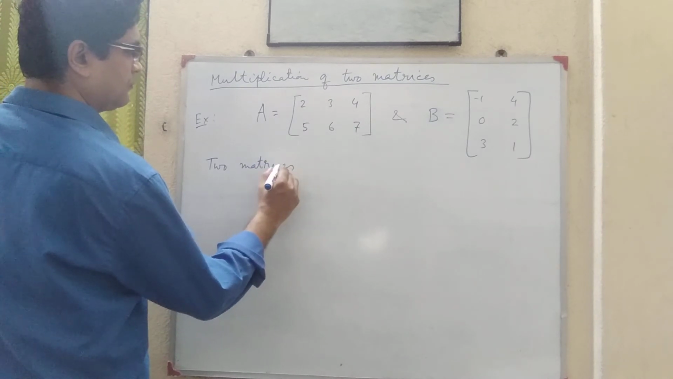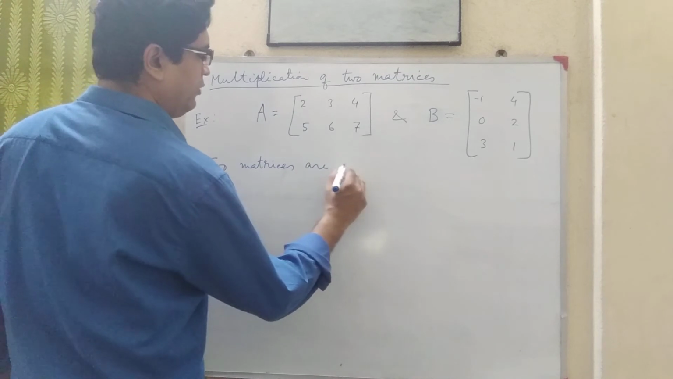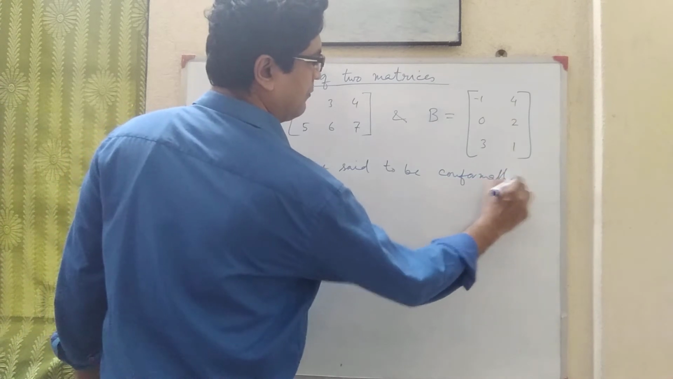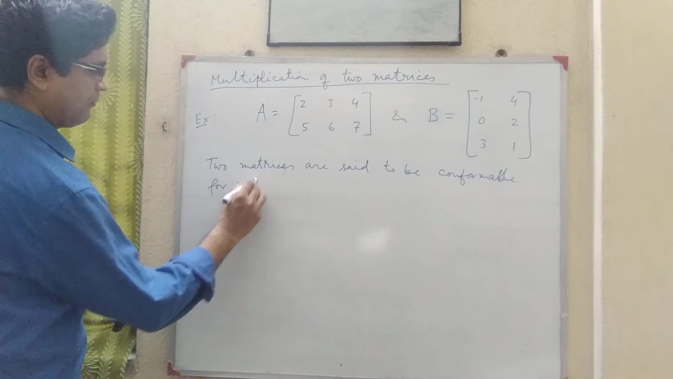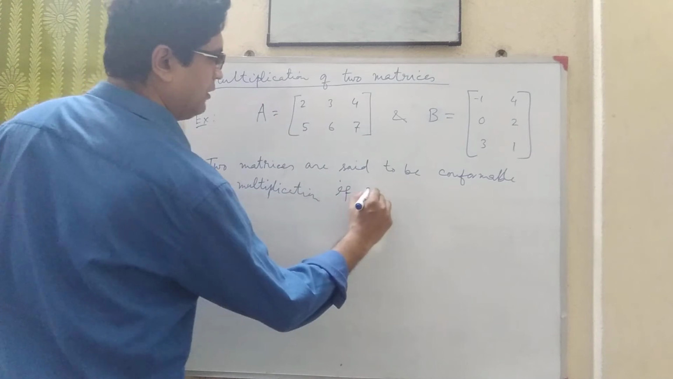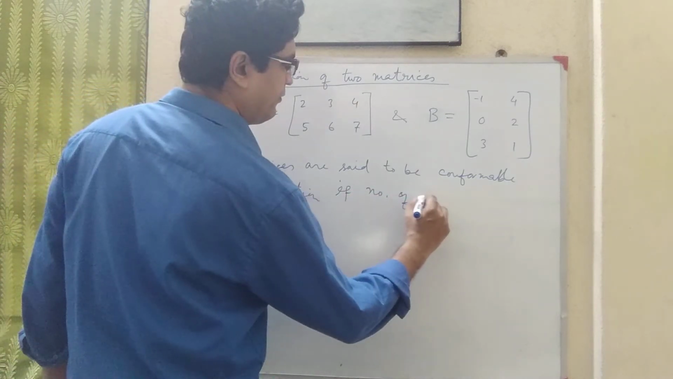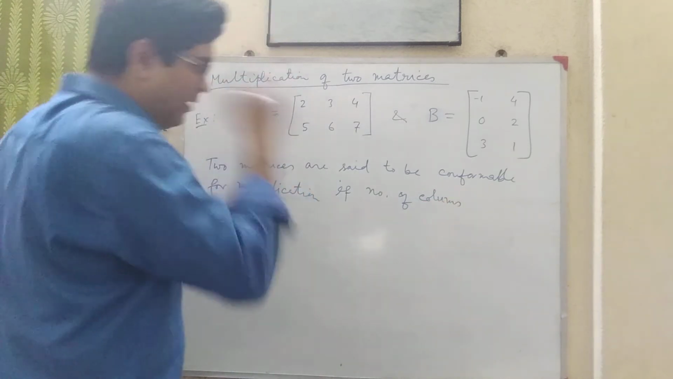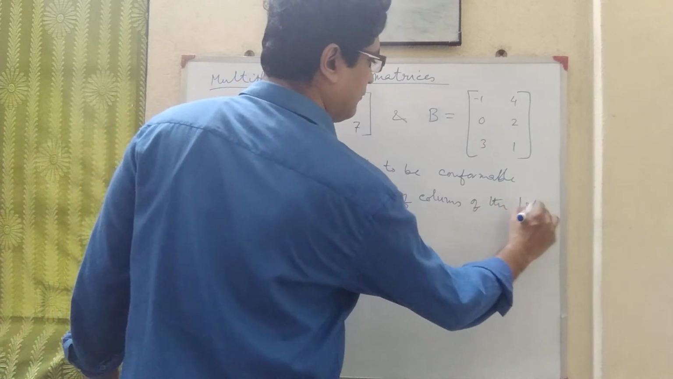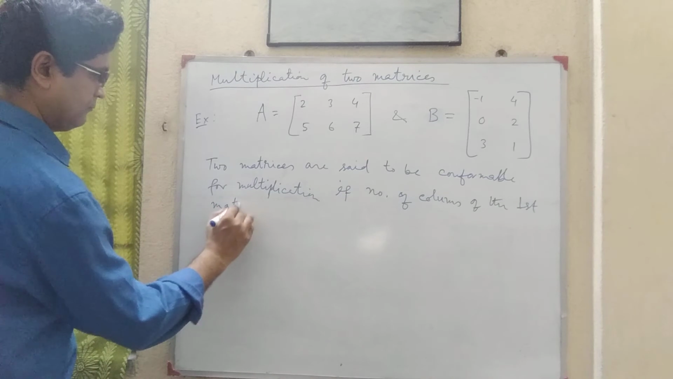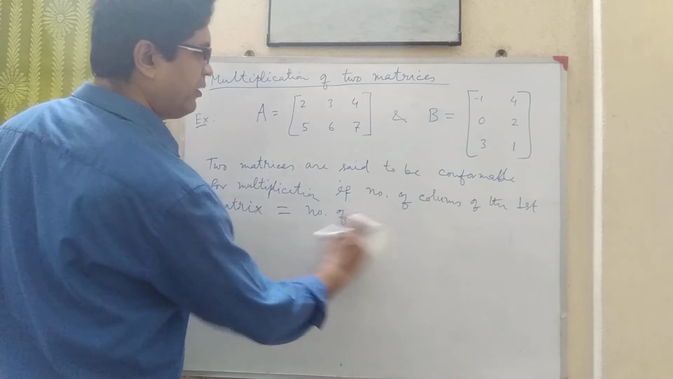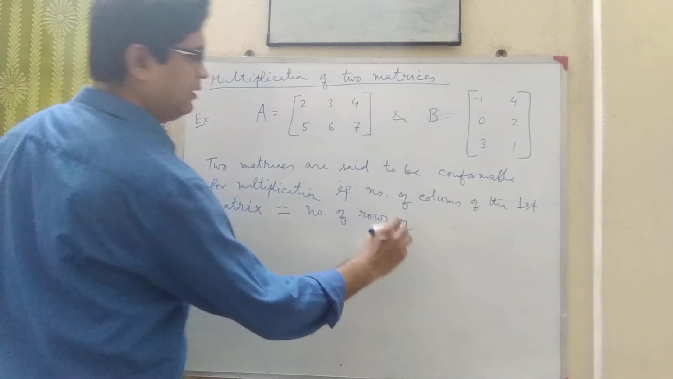Matrices are said to be conformable for multiplication if the number of columns of the first matrix is equal to the number of rows of the second matrix.